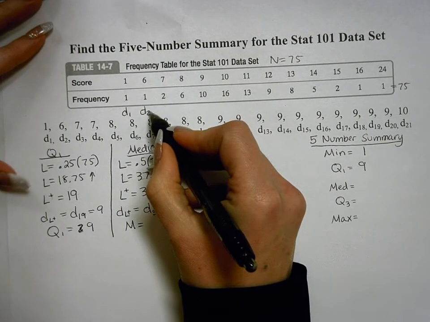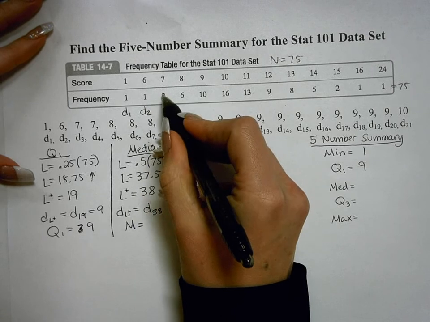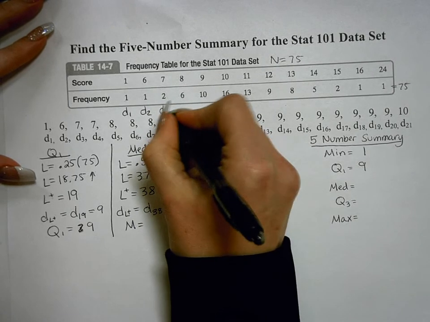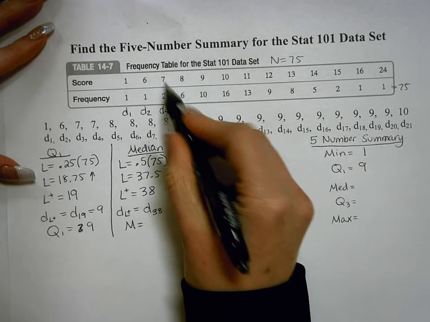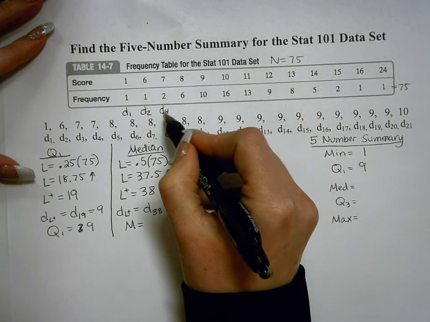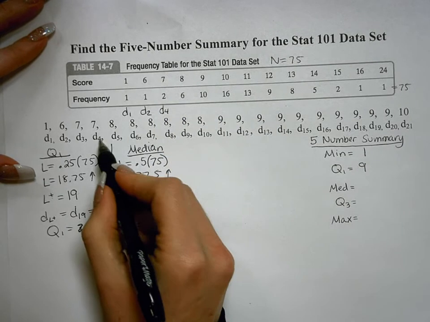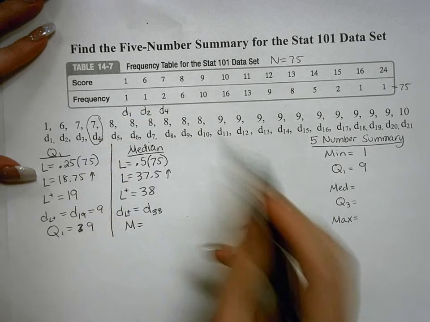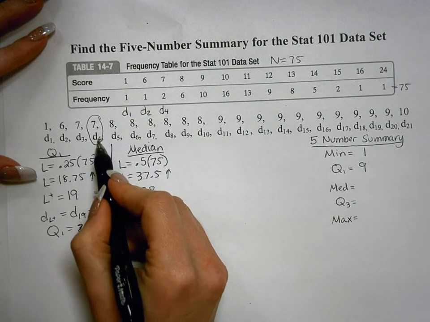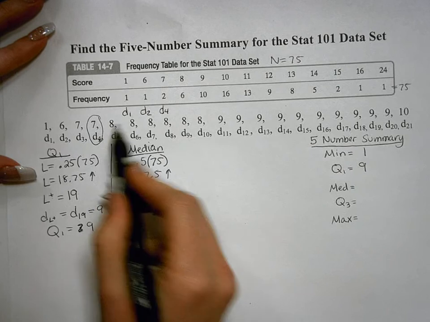Now what happens is if I go 2 plus 2, I get data point 4. And what that tells me is that the fourth data point is my last 7. And if you look here, the fourth data point is my last 7. There's no more 7s. After the fourth data point, it switches and it goes to 8.